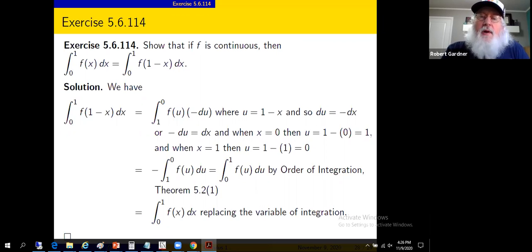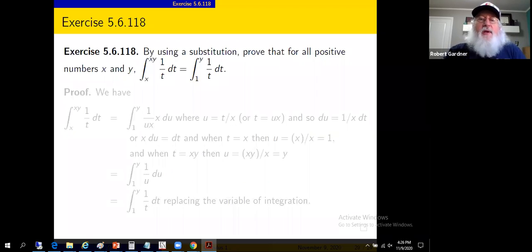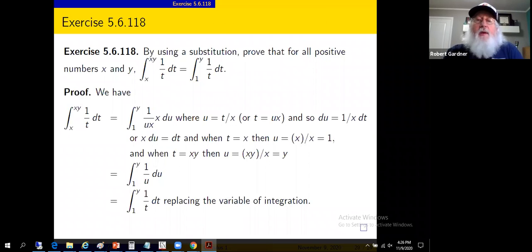Okay, one more theory question, also a fairly easy one. It's one slide. You're asked to show in number 118 the integral from x to xy of 1 over t dt equals the integral from 1 to y of 1 over t dt. Okay, so that's kind of similar to the previous one. I'm going to make these things look alike with the appropriate U substitution.